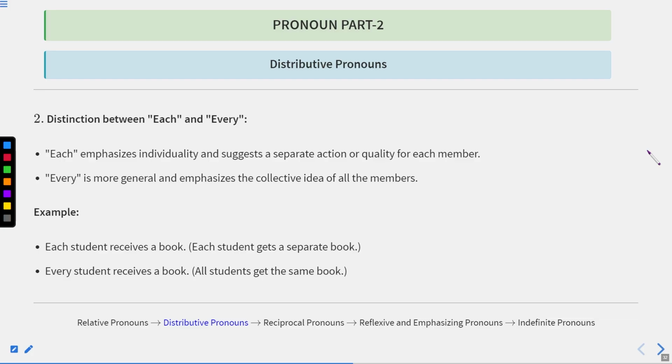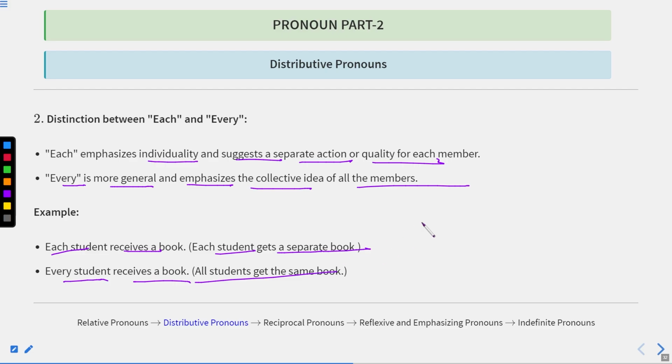Okay. Distinction between each and every. Each emphasizes individuality and suggests a separate action or quality for each member, whereas every is more general and emphasizes the collective idea of all the members. Each student receives a book. Each student gets a separate book. Every student receives a book. All students get the same book.